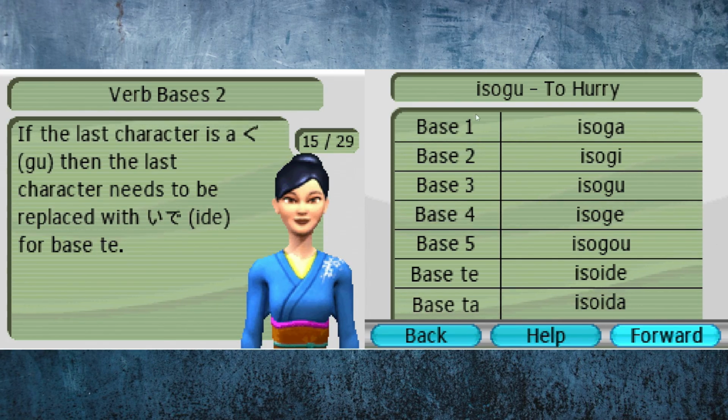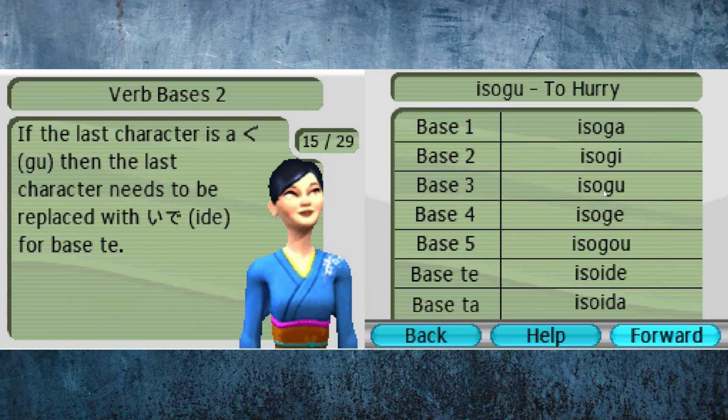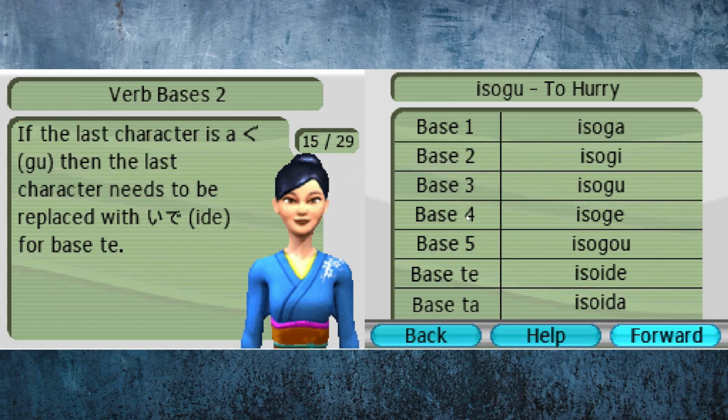So the verb is isogu, to hurry. Base 1, isoga. Base 2 is isogi, mas form. Base 3, isogu, which is dictionary form. Base 4 is isoge, potential form. Base 5 is isogo, which is volitional form. Base te is isoide, because gu turns into ide, so it's not isogu, it's isoide. For ta form, same thing, but it's ida, so gu turns into ida, so isoida.